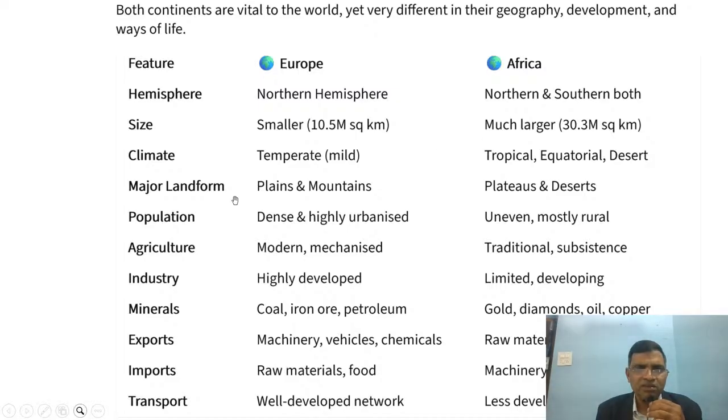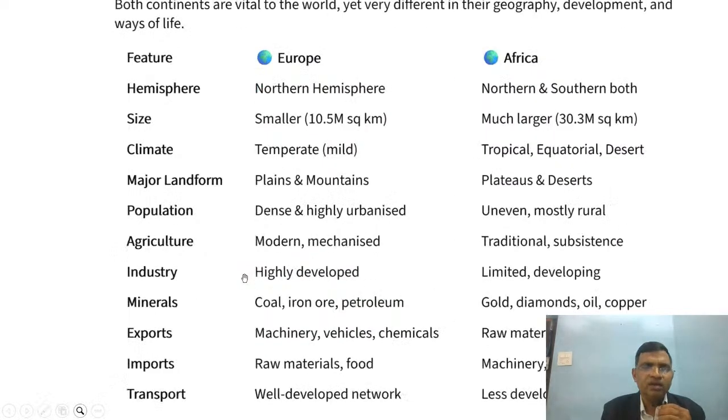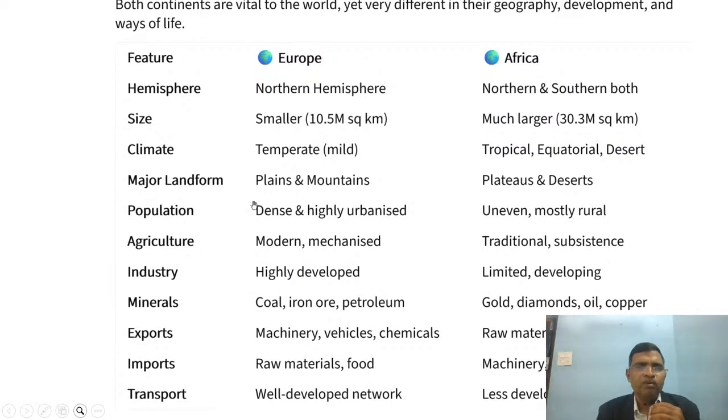The temperature in Europe is mild, whereas Africa has tropical, equatorial, and desert climates. Landforms in Europe are plains and mountains, while Africa has plateaus and deserts. This is Africa, this is Europe. Let me use the laser pointer here. I'm zooming in on the major landforms we discussed.